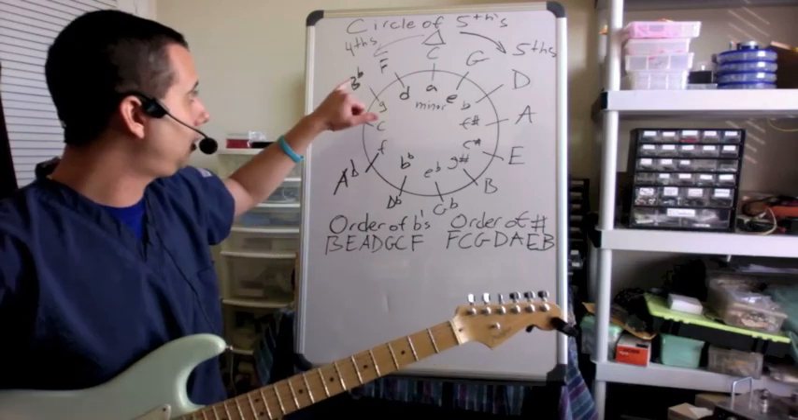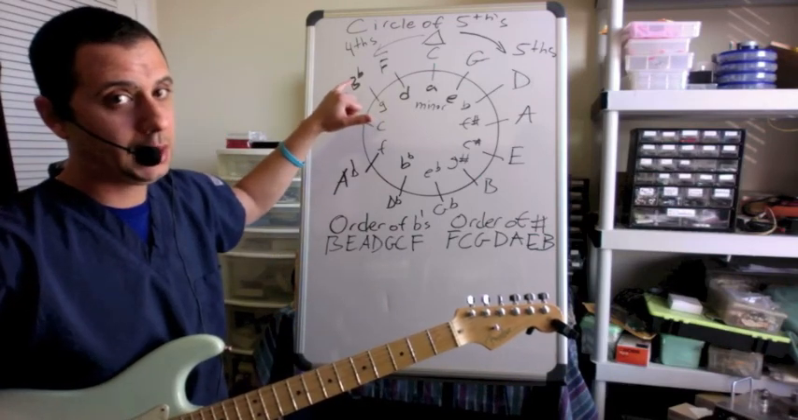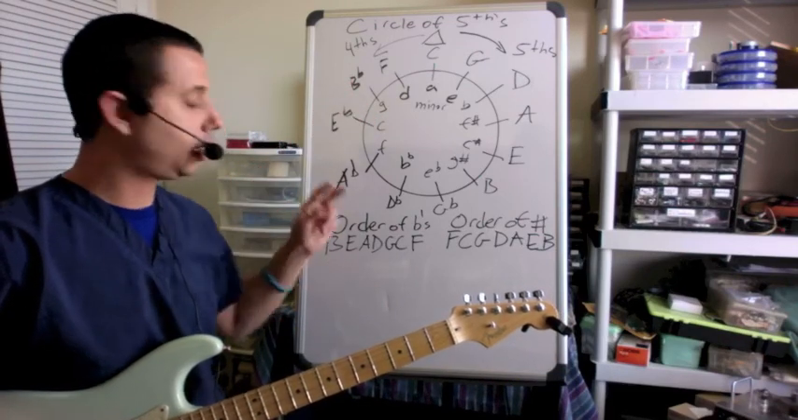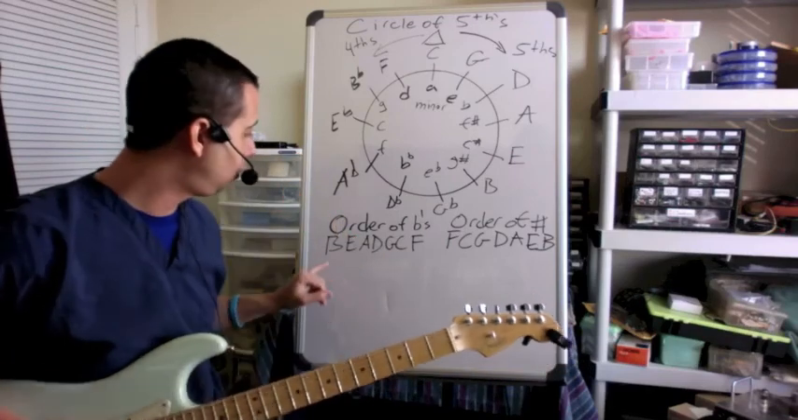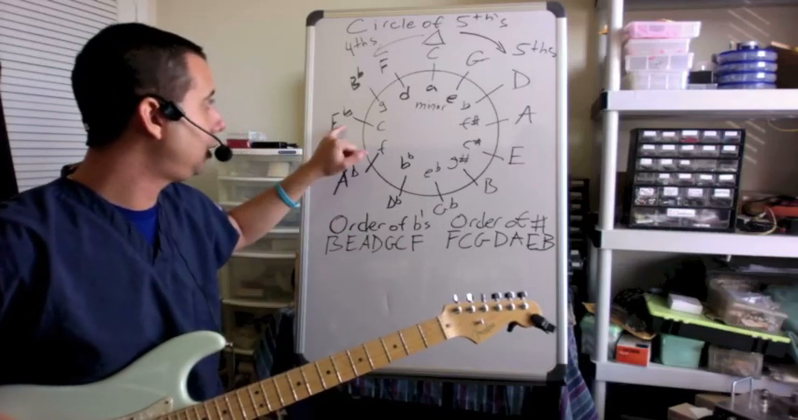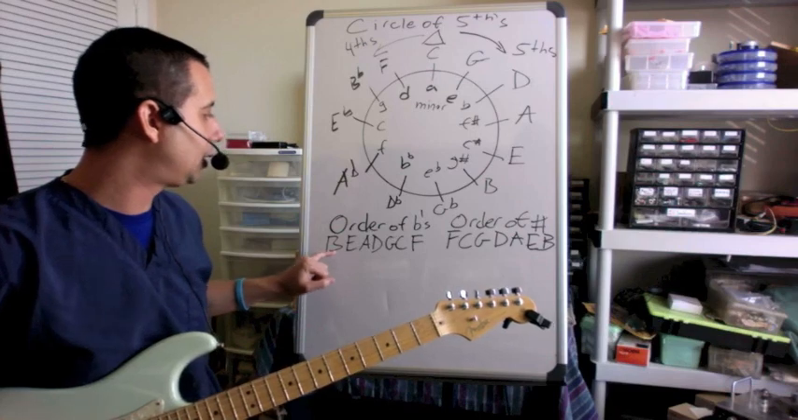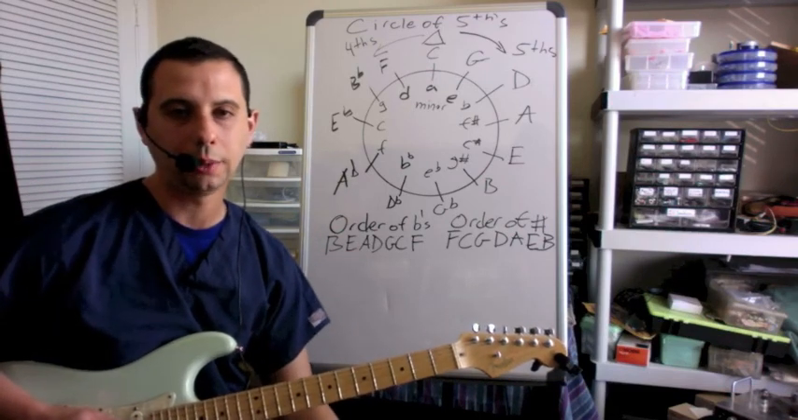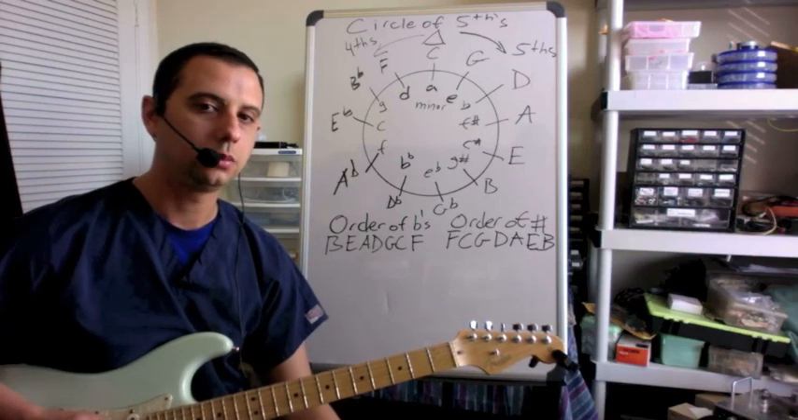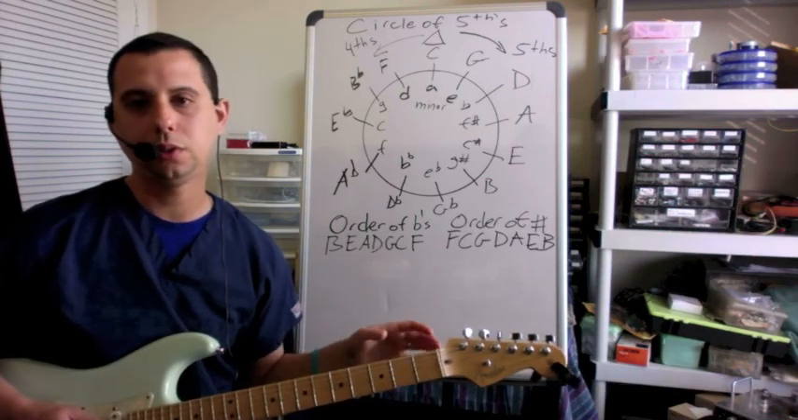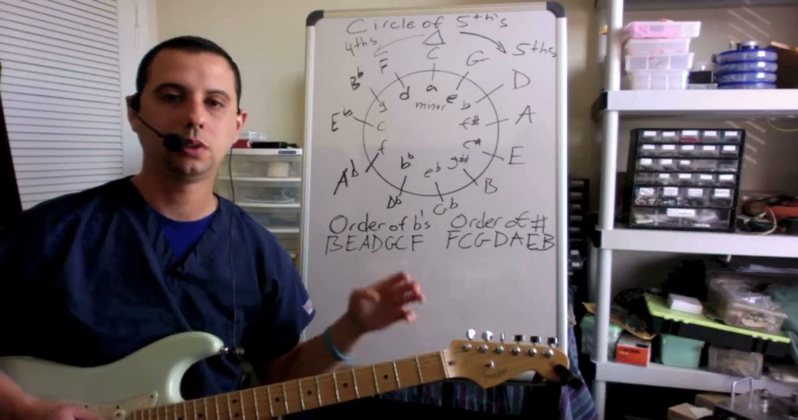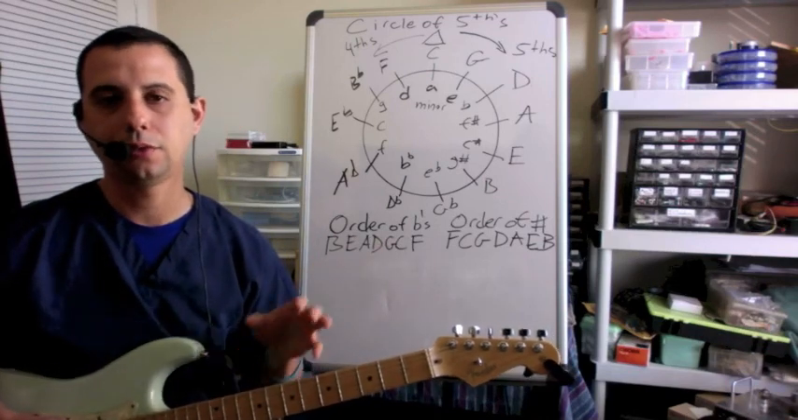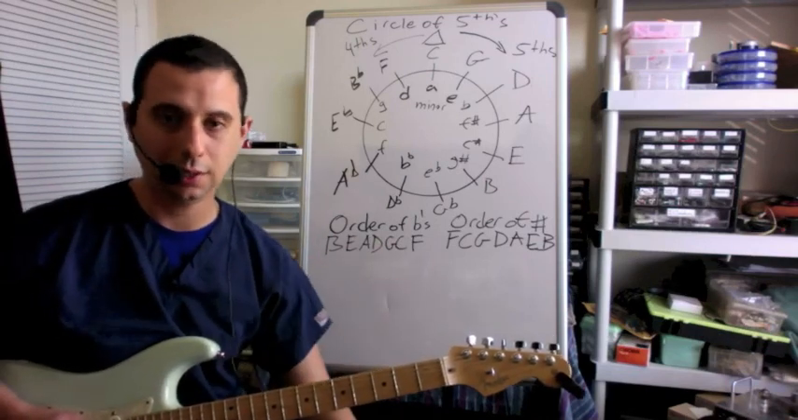When I go to B flat major, I'm going to have 2 flats, B flat and E flat. When I get to E flat major, I'm going to have 3 flats, B flat, E flat, and A flat. So the circle of fifths will help you to determine which notes are going to be sharp or flat for a given major or minor key.